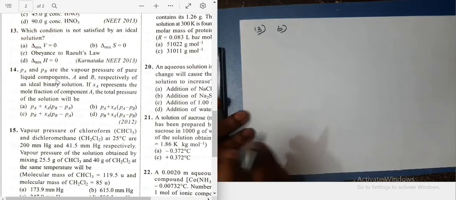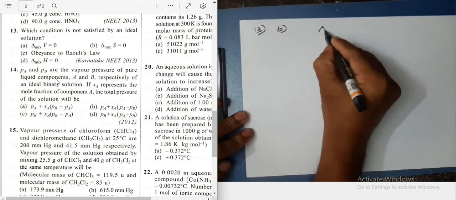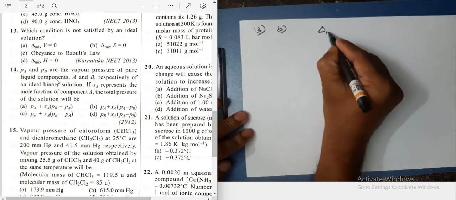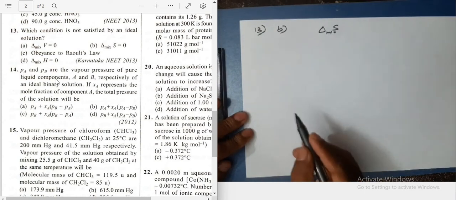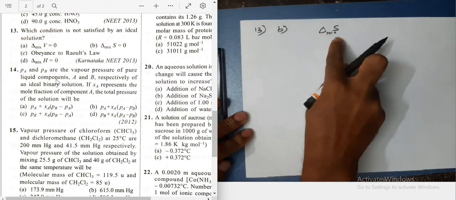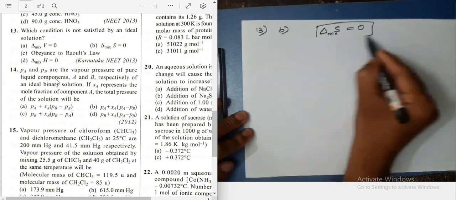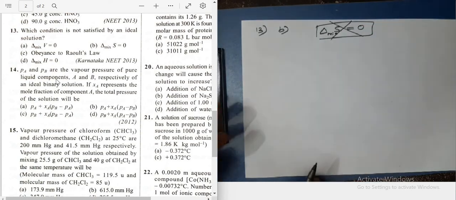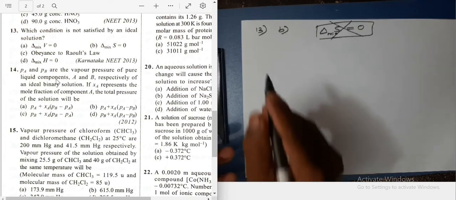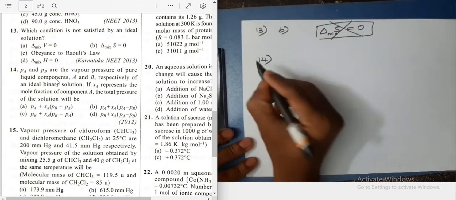Why? Because delta S mixing is given as 0. Sometimes they'll write it like this also, nothing wrong in it. This is wrong. For an ideal solution, delta S mixing should be greater than 0. Then question number 14.